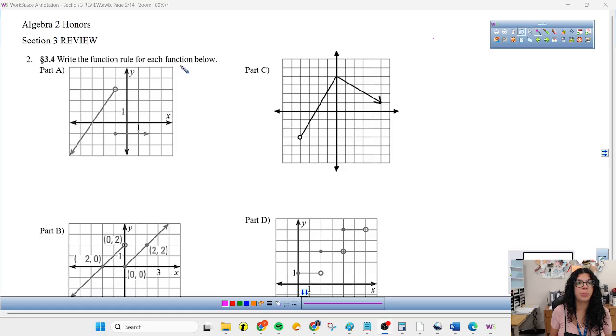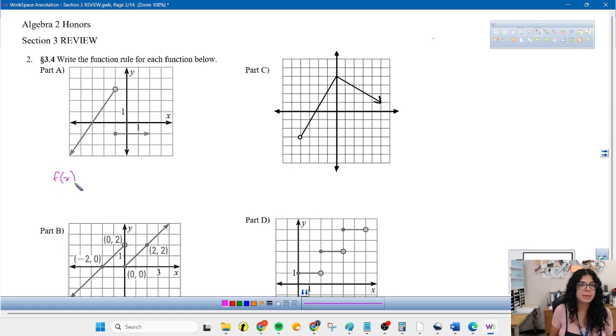Alright, next up we have number 2. So they want us to write the rule for each of the functions below. So we're going to go ahead and write the function rule. I'm going to label the first one just f of x. So this is 2 separate lines. So I'm going to go ahead and write the equation of both of those lines.